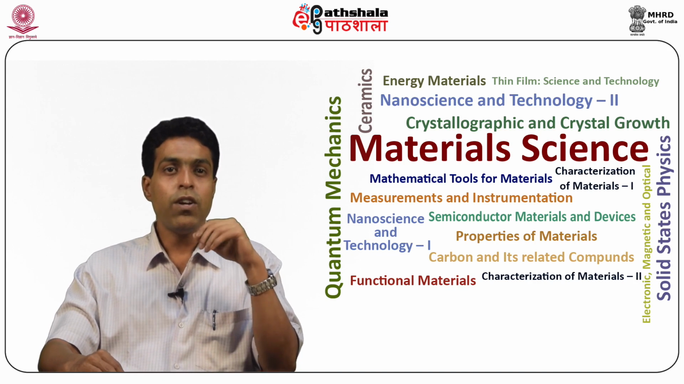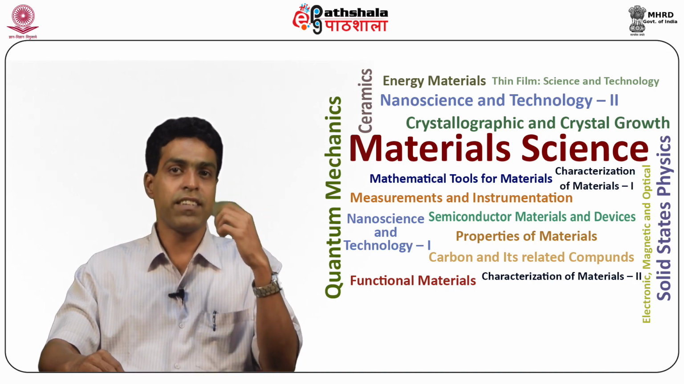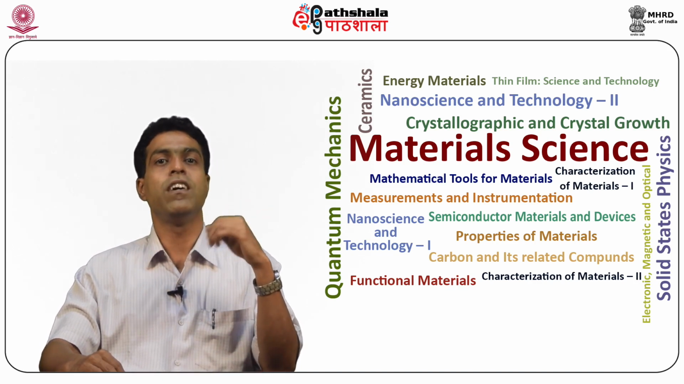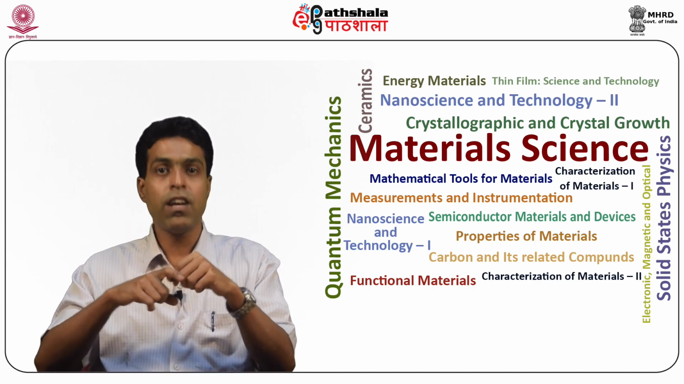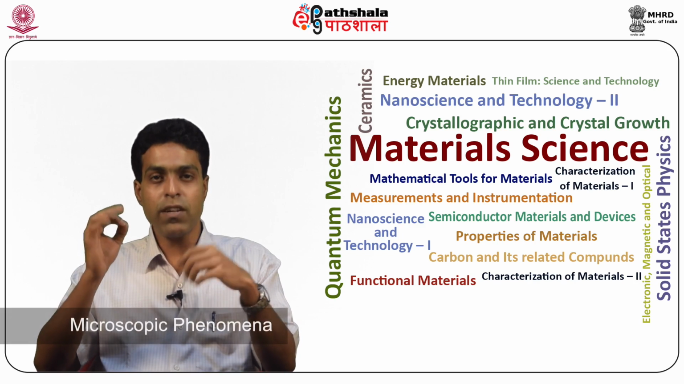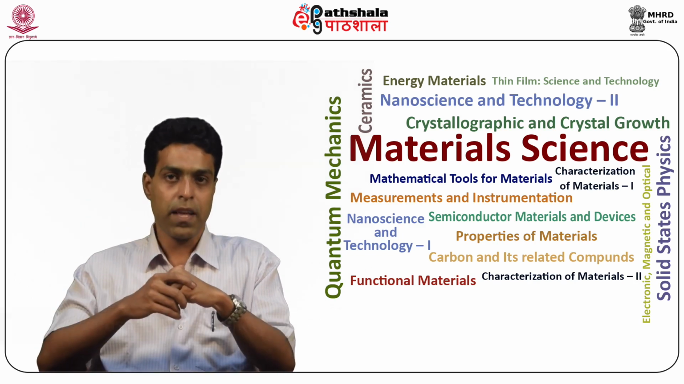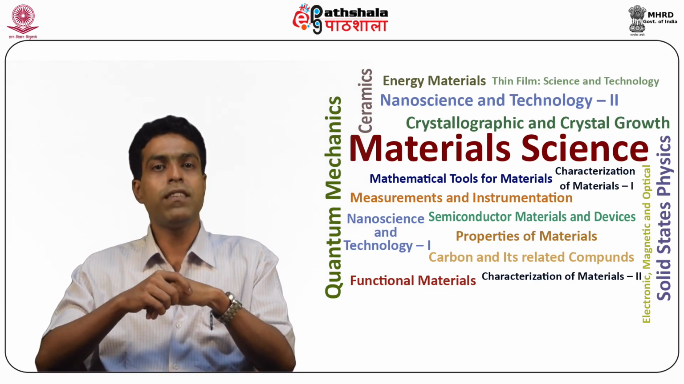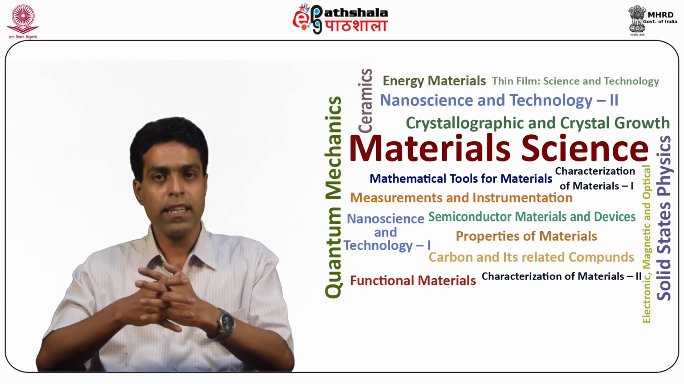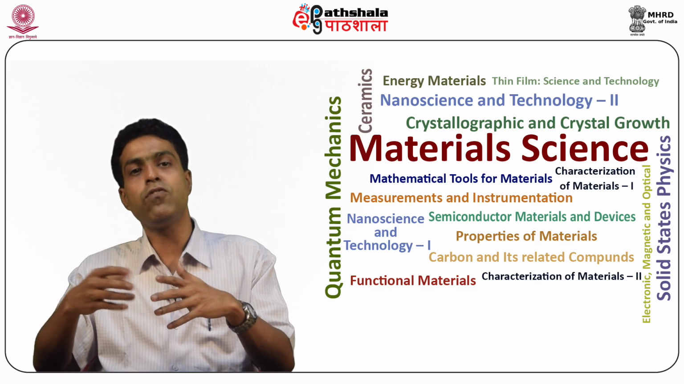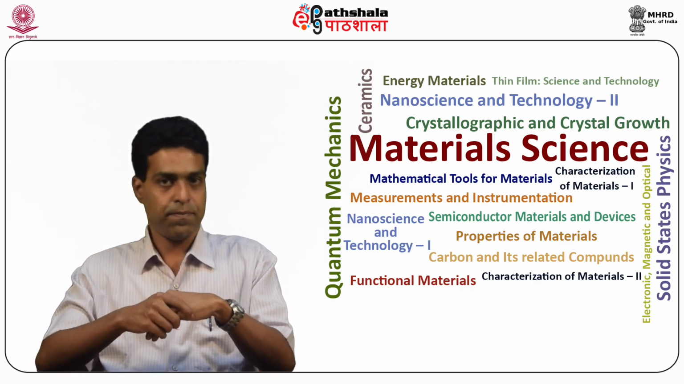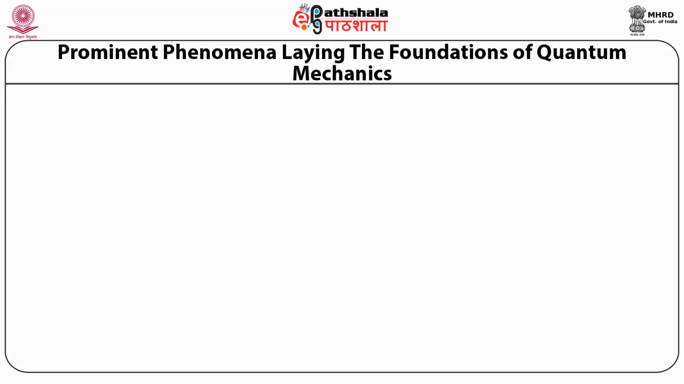In the present module, we shall trace the history of some prominent phenomena which point out the limitations of the laws of classical mechanics when used to study microscopic phenomena in physics, and show how these were overcome by Planck, Einstein, and Bohr, and later by Schrödinger and others. Prominent phenomena laying the foundations of quantum mechanics: energy spectrum in blackbody radiation.